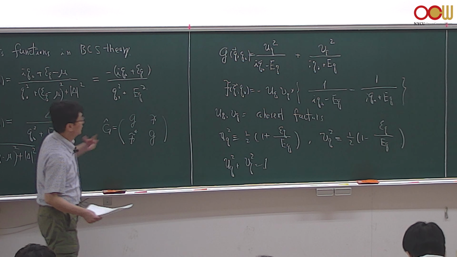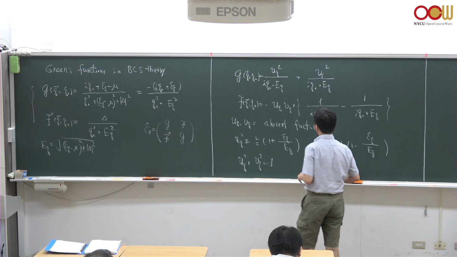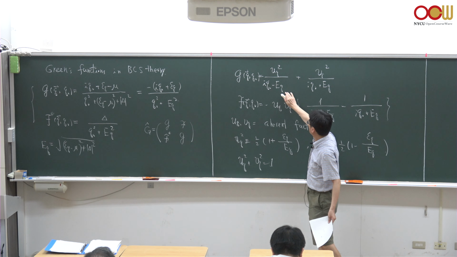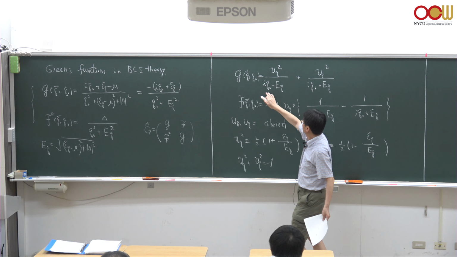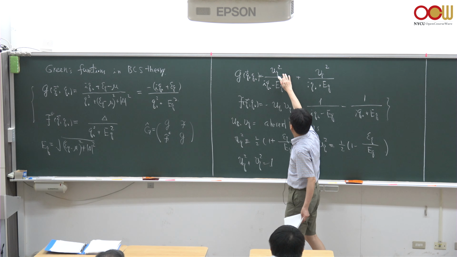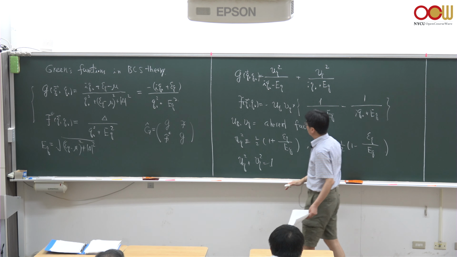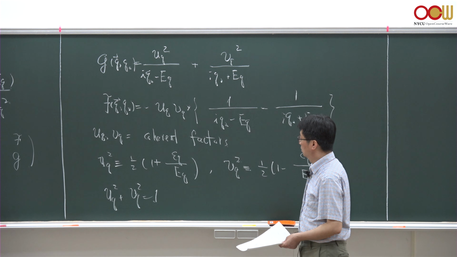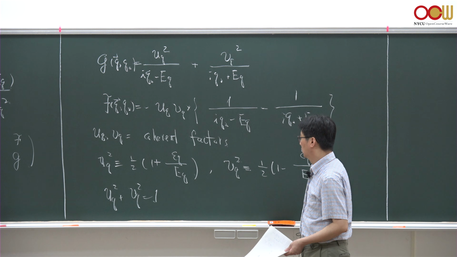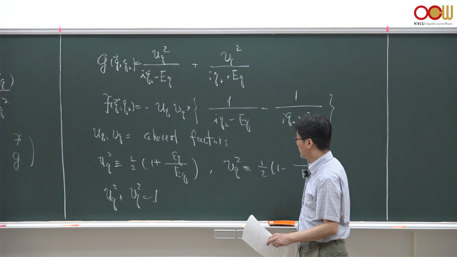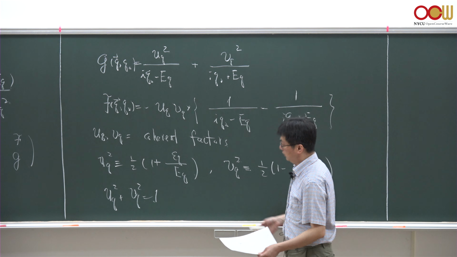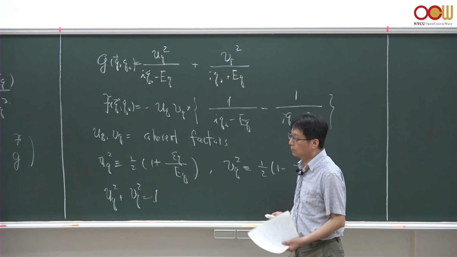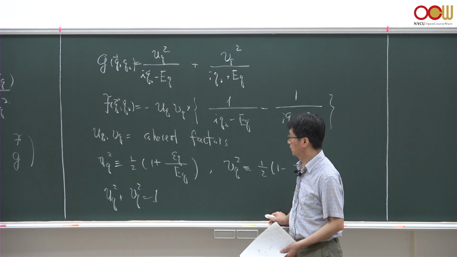But let's rewrite the G and F Green's functions in a more conventional form, where you use the simple pole function to re-express G and also F, and then multiply by the so-called coherence factors, U of Q and V of Q. These U of Q and V of Q are called the coherence factors of the BCS state. Namely, they are related to the probability amplitudes of forming a Cooper pair or not forming a Cooper pair.